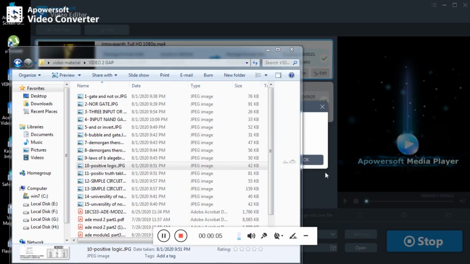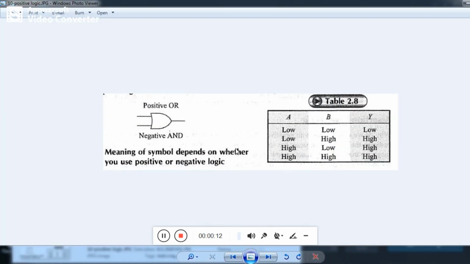Today we will see one more concept, that is positive logic and negative logic. So we know that in binary logic, two voltage levels represent the two binary digits, that is 1 and 0. If the higher of the two voltages represents a 1 and the lower represents 0, then such a system is called a positive logic system.